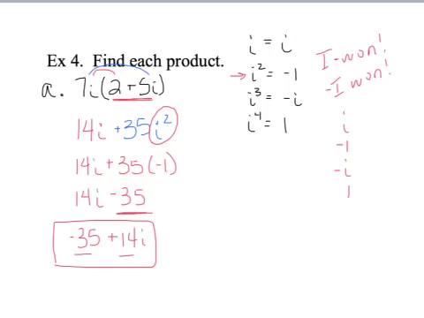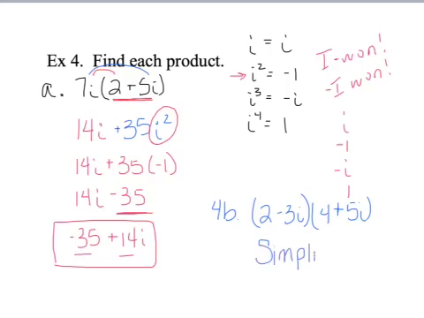Okay, for example 4b, in your notes you have 2 minus 3i times the quantity 4 plus 5i. Okay, I want you to try to do this one. And we'll check your answer in class the next day.